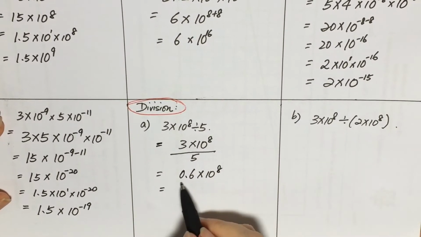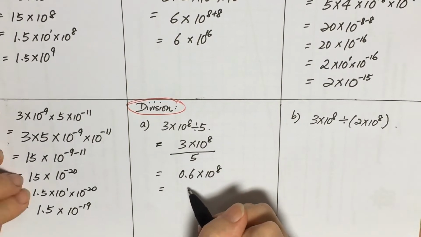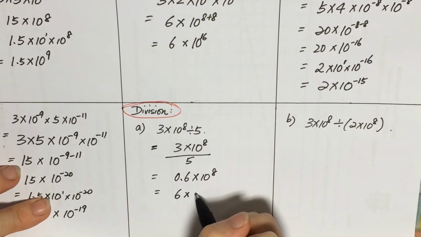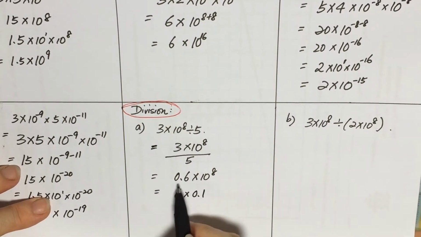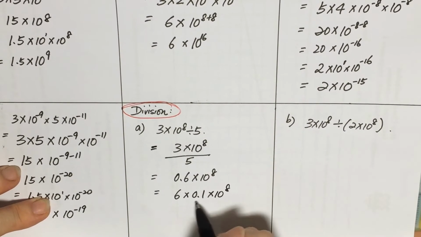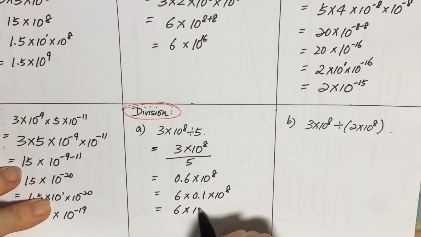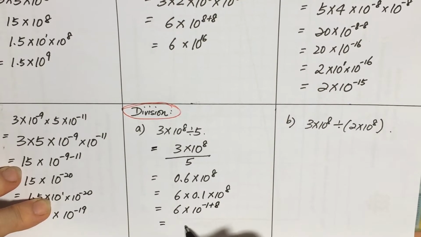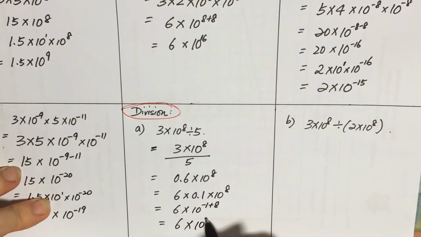But this is not standard form because this is not between 1 and 10. So I have to put it to be 6 times 0.1, which gets me 0.6. 0.1 is actually 10 to the power of negative 1, then plus 8. So together I have 6 times 10 to the power of 7.